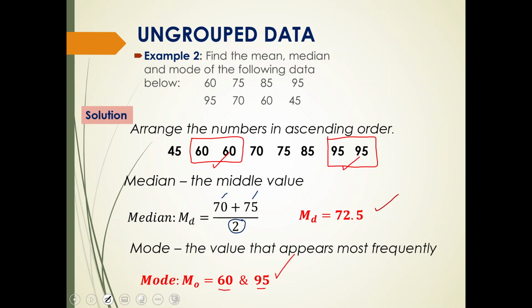Now, if you notice in the first example, there is only one mode, one number. If there's only one mode, we call it unimodal. Now, for here, we call this bimodal. Since there are two modes, we call this one bimodal. If there are three modes, then we call it trimodal, and so on and so forth. Okay, easy peasy, very easy.